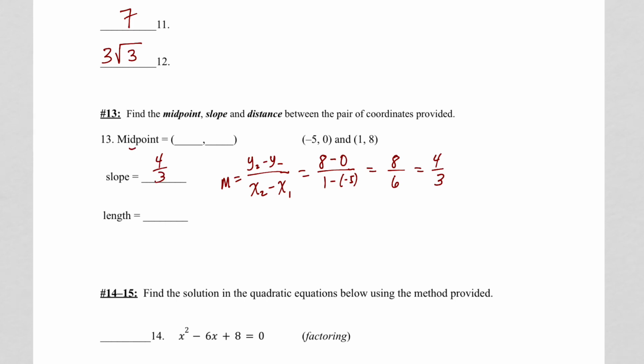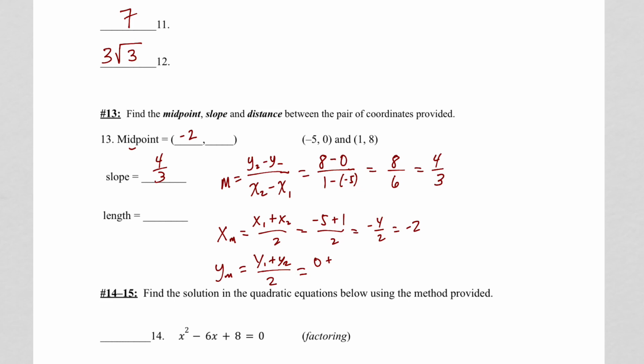I forgot to do the midpoint. The midpoint formula, well, the x value of the midpoint is the average of the two x's. So x1 plus x2 over 2, which is x1 is negative 5 plus x2, which is 1 over 2, negative 4 over 2, which is negative 2 for the x value. And the y value of the midpoint is the same thing, y1 plus y2 over 2. y1 is 0 plus y2 is 8 all over 2.